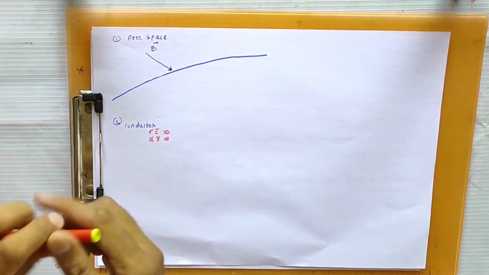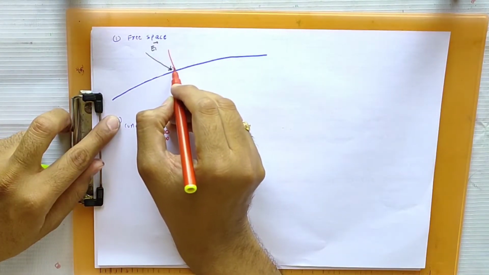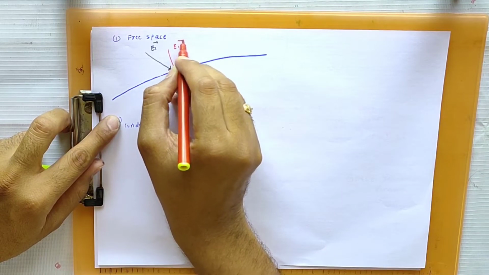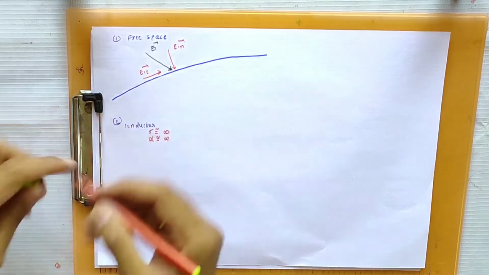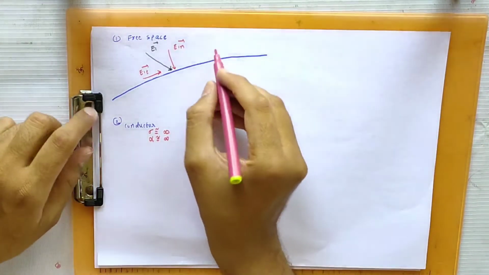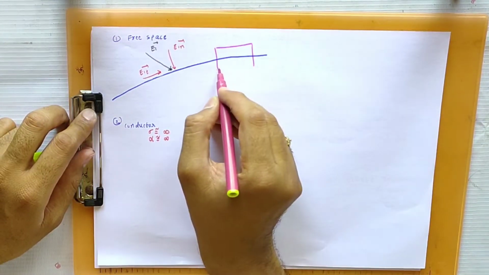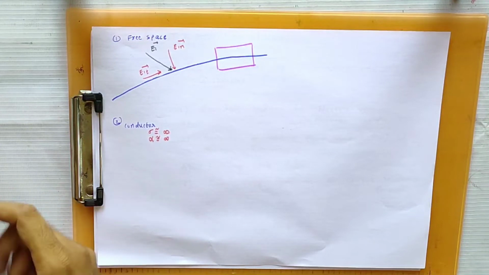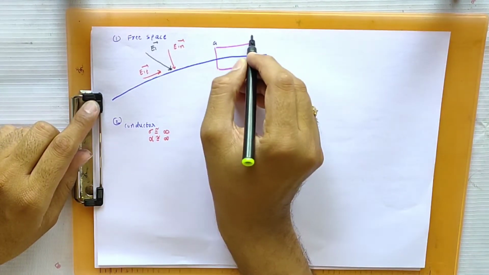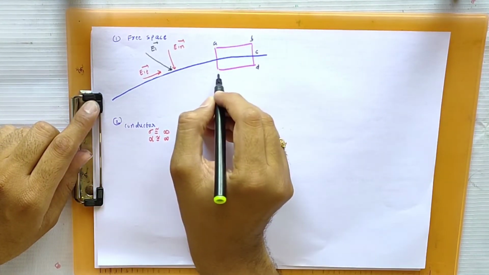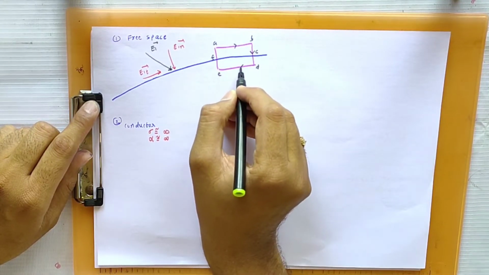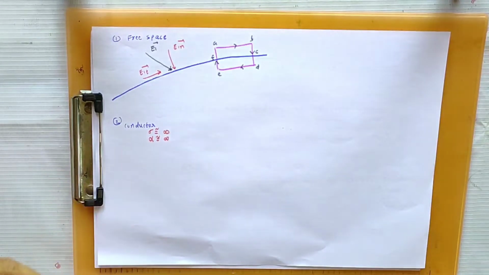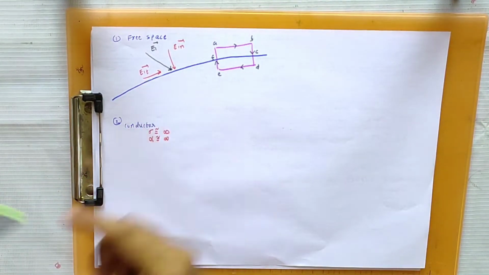Now this field has two components: first the normal component, and second the tangential component. We will do the same analysis that we did in the previous case. I will take one closed line, and this indicates the direction of the closed line. First of all we have to find the relationship for the tangential component.